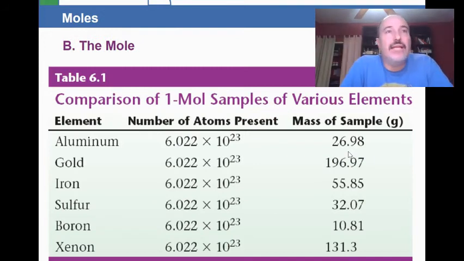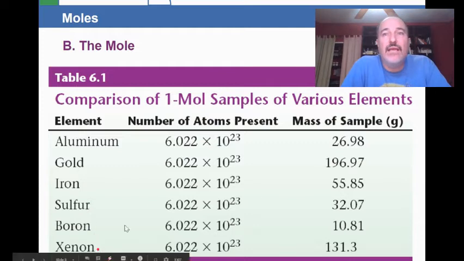And just to give you guys an idea, if you look at 1 mole of any of these items, these are their masses in grams. All right. Well, if you look on the periodic table, this is the atomic mass of aluminum, or this is the atomic mass of gold.